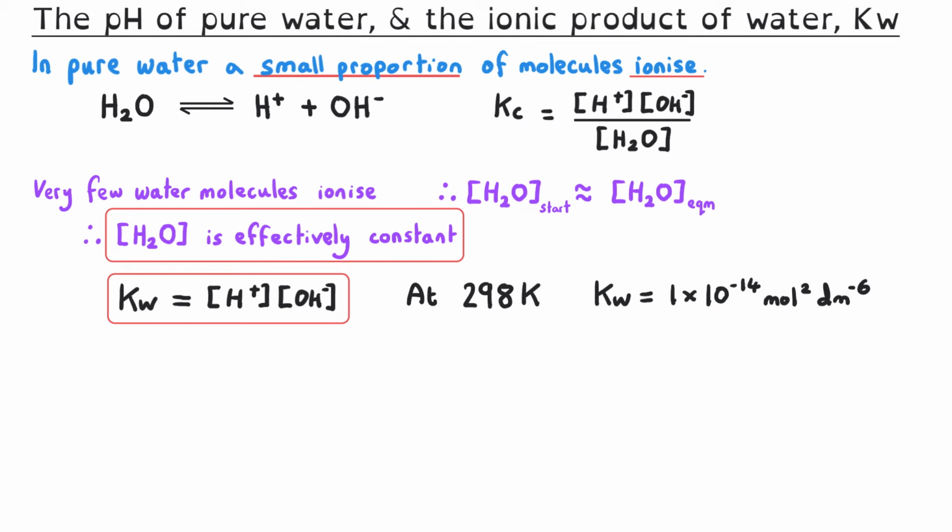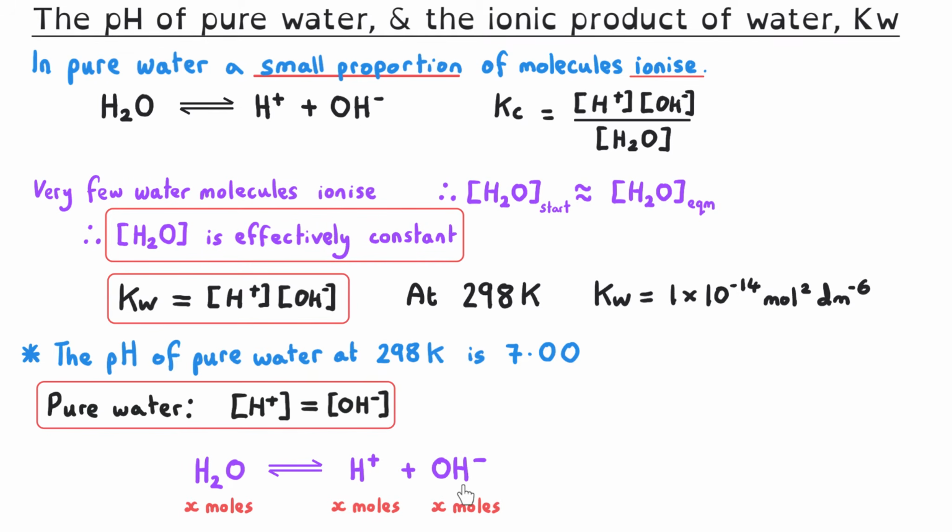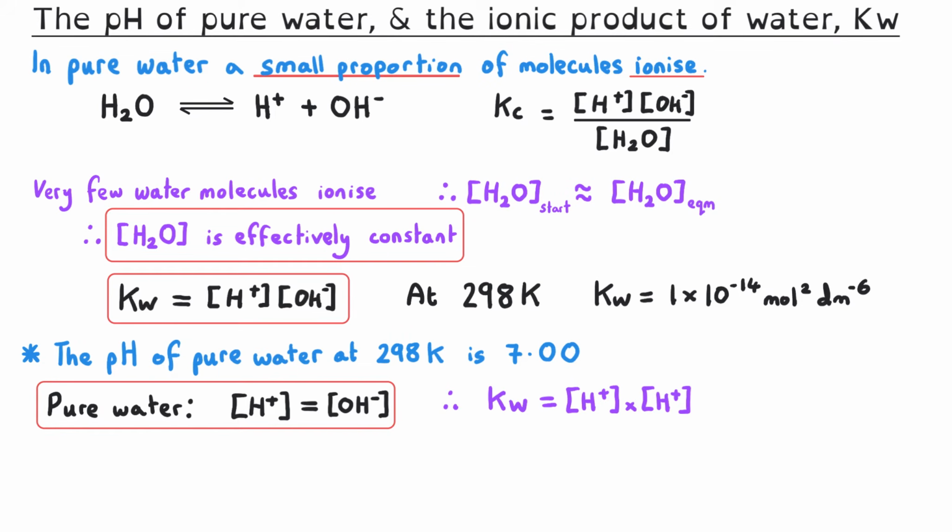For pure water, we know that the pH is 7, and we can prove this by rearranging the Kw expression. If water is pure, that means that we've only got water present, so that means that for every hydrogen ion that has been produced as a result of this dissociation, we will have a hydroxide ion as well. So those two concentrations are going to be the same. And so if we take out reference to the hydroxide ion concentration and replace it with hydrogen ion concentration, you can see that Kw is equal to H plus squared.